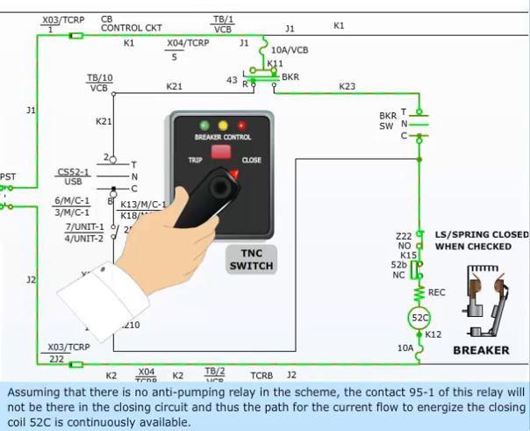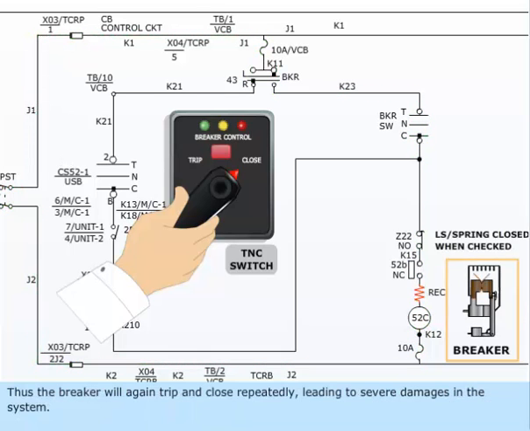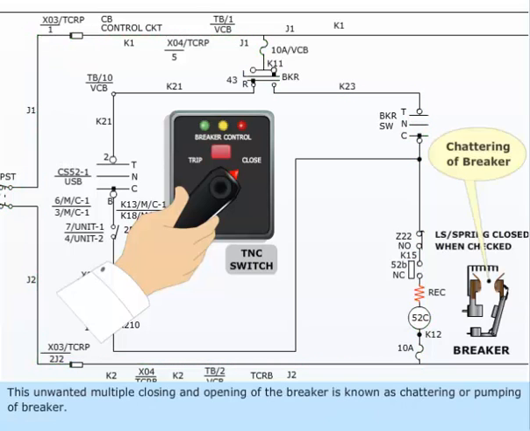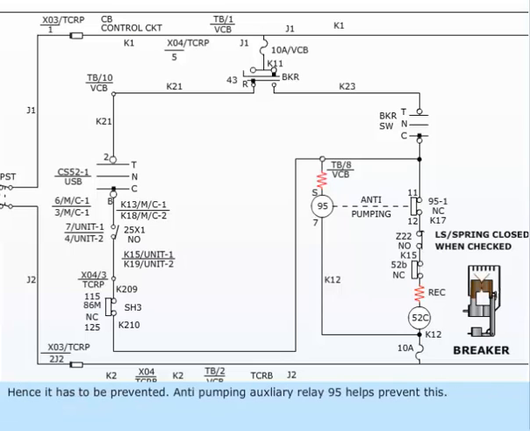Assuming that there is no anti-pumping relay in the scheme, the contact 95-1 of this relay will not be there in the closing circuit, and thus the path for the current flow to energize the closing coil, 52C, is continuously available. Thus, the breaker will again trip and close repeatedly, leading to severe damages in the system. This unwanted multiple closing and opening of the breaker is known as chattering or pumping of breaker. Hence, it has to be prevented.